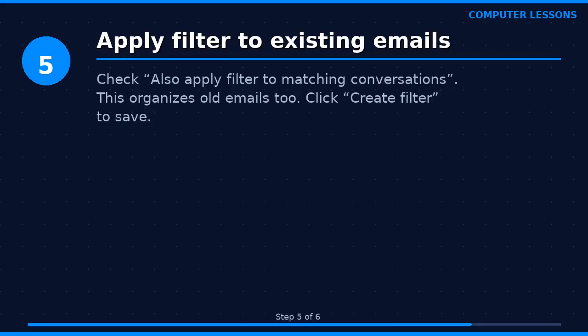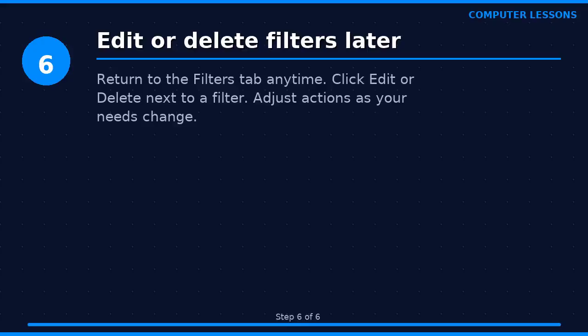You choose the action: skip the inbox, mark as read, slap on a label, maybe even delete. You can run multiple actions in one play. Want past messages cleaned up too? Check Also apply filter to matching conversations. And remember, you can always edit or delete filters later.